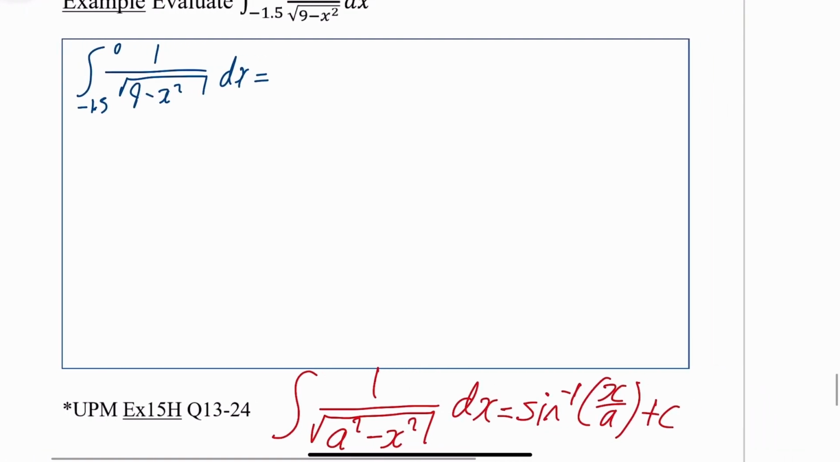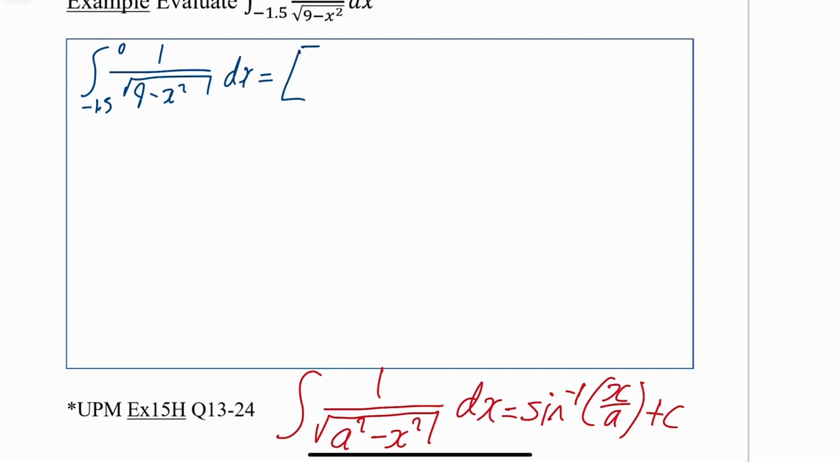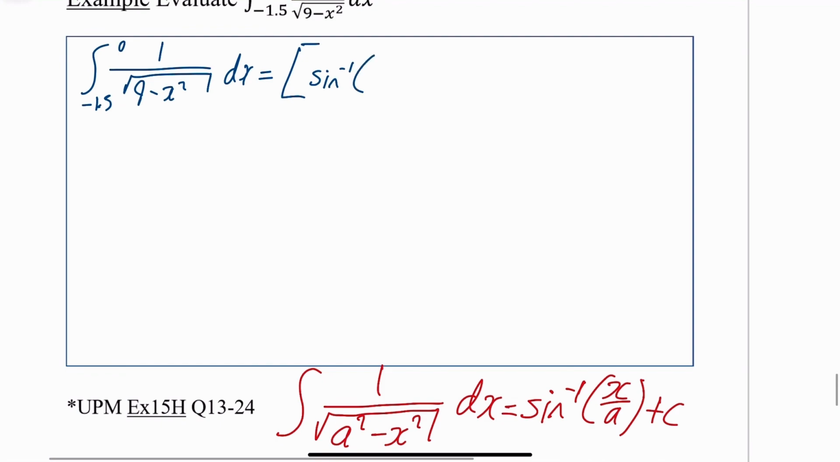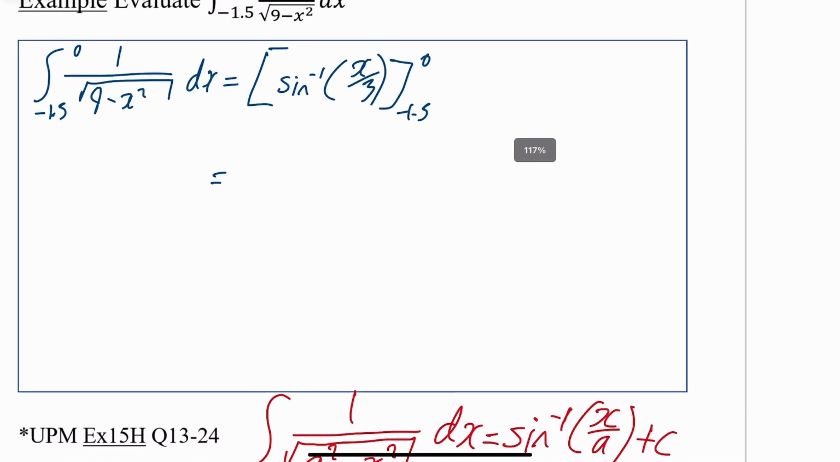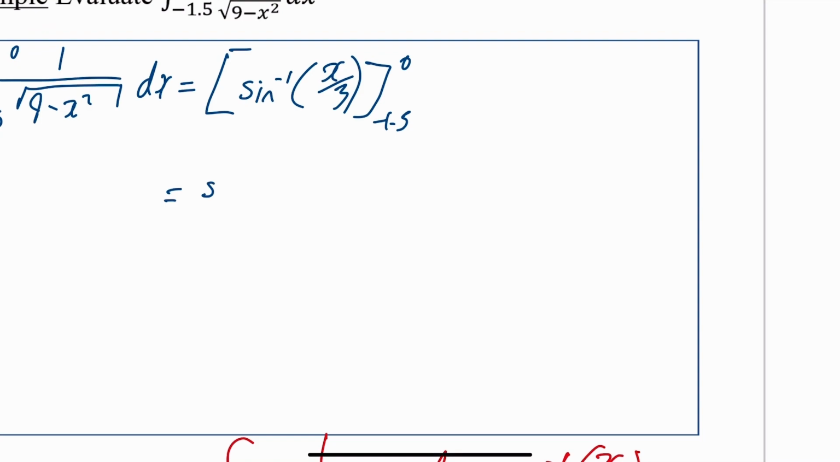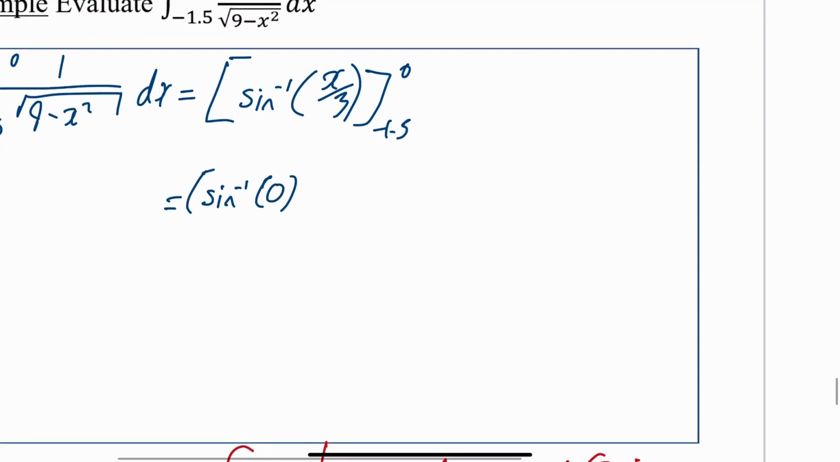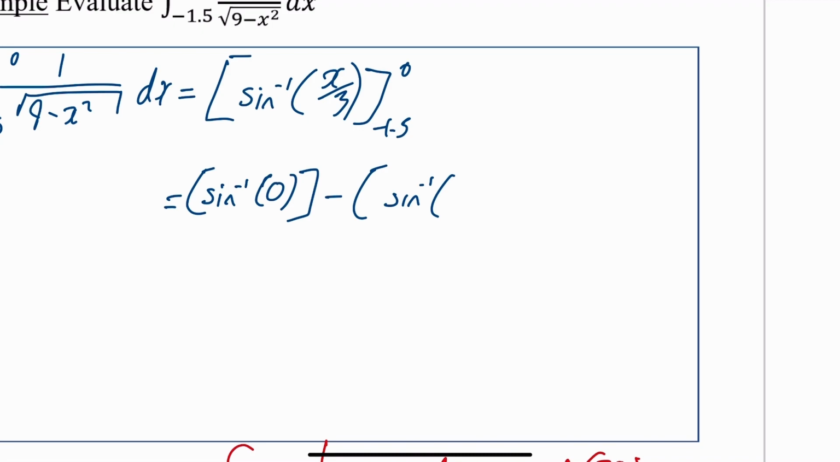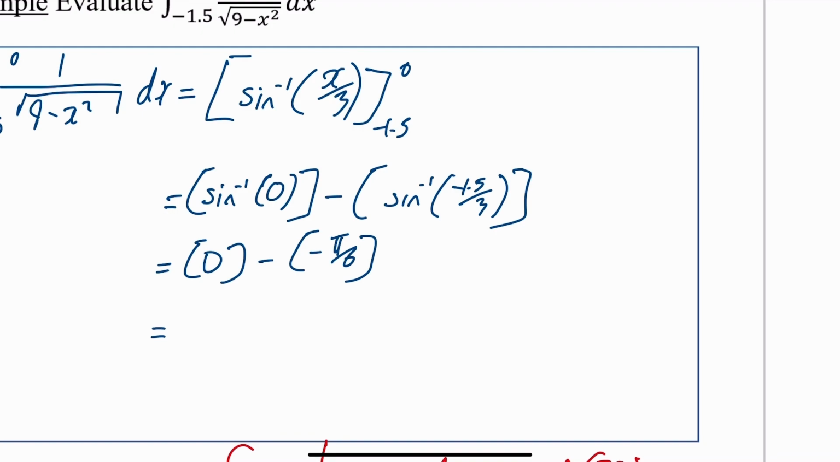If we do that, clearly your a is 3 in this one, so in square brackets it's going to be sine to the minus 1 of x over 3, between minus 1.5 and 0. Make sure your calculator's in radians mode, and it really is just a matter of putting this into your calculator. So put in the 0 first of all: sine to the minus 1 of 0 over 3, which is just 0. And then next, put in your minus 1.5, so minus 1.5 over 3. When you put those in, you're going to get 0 minus minus pi over 6, if you have your calculator in radians mode, and that's just pi over 6. And that's it done. So a nice, quick and easy bit of work there.